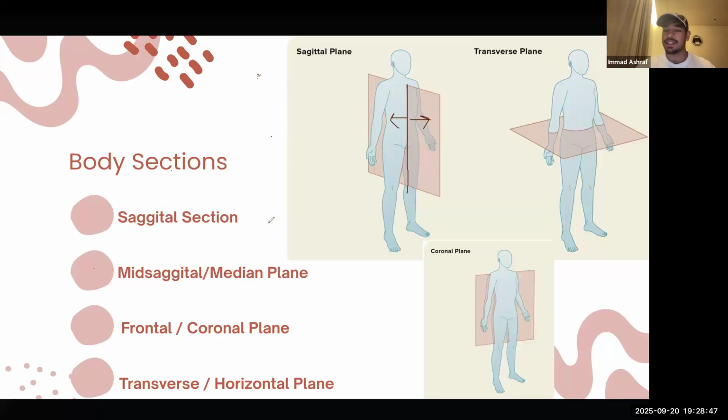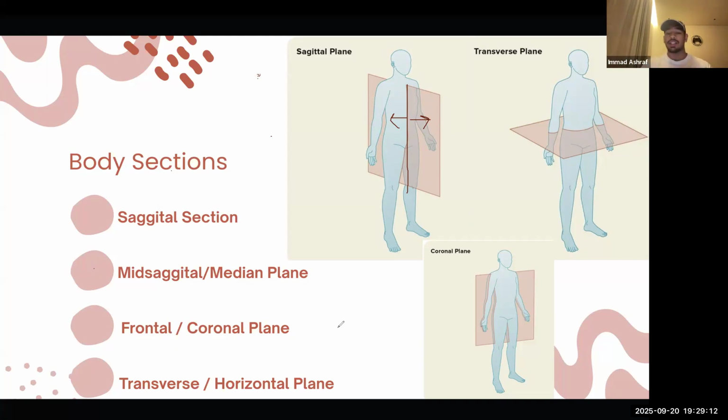And now sagittal and mid-sagittal are the same thing. A mid-sagittal plane or a mid-sagittal section is when the right and the left are equal. So you cut it perfectly. So 50% of your body is towards the right and 50% is towards the left. Sagittal is not perfect. It could be 60% left, 40% right, or 30% left, 70% right, but mid-sagittal means 50-50. You cut it perfectly. And then you have a coronal plane.